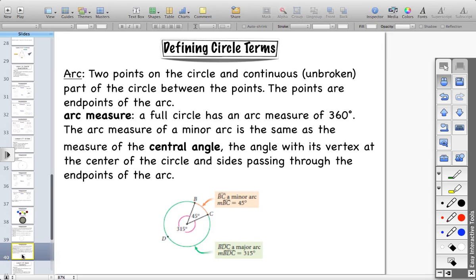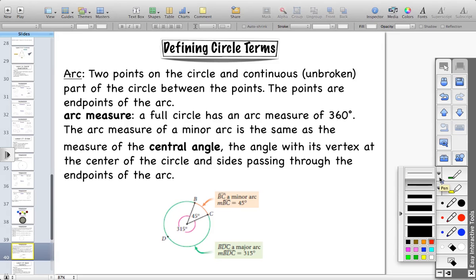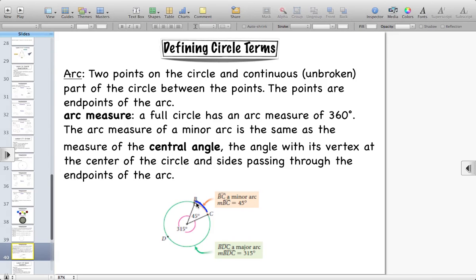So let's take a look at this picture going on right here. And I'm going to go ahead and go back to my blue pen. And notice that I have this arc right here, BC. Now, the arc measure is going to be the same as the corresponding angle. So I have my center here. I draw a segment, the radius, going from the center to point B and the center to point C. Whatever that angle is there in the center is going to be the measure of the arc. So that's the same angle.